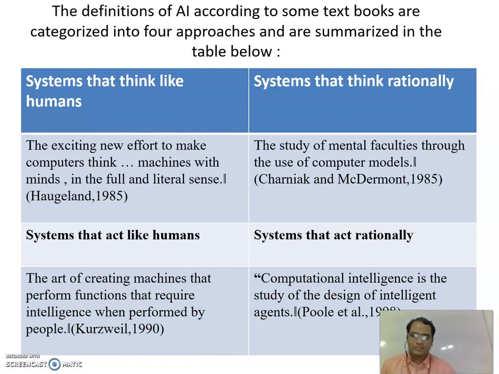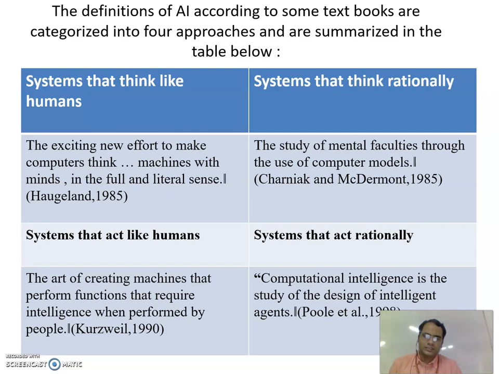Now, when it comes to acting: the art of creating machines that perform functions that require intelligence when performed by people. This is as per Kurzweil in 1990. So artificial intelligence is all about creating machines that perform functions. It is like acting, and the function, when performed by people, requires some intelligence. Such an action, such a function, the machine is creating. So it is like mimicking the action of humans. Hence it is under act like human.